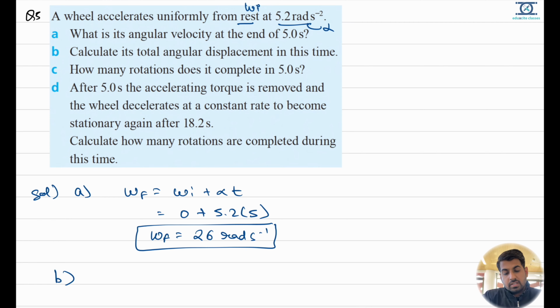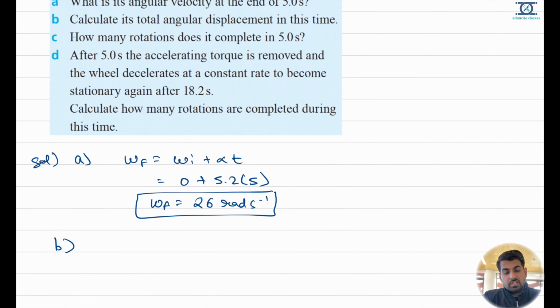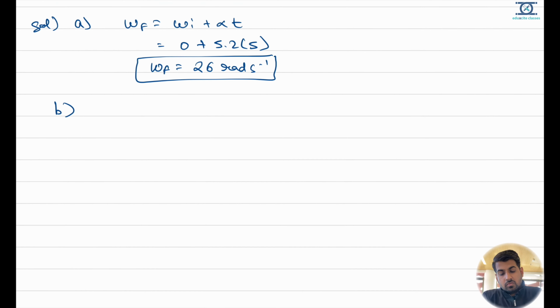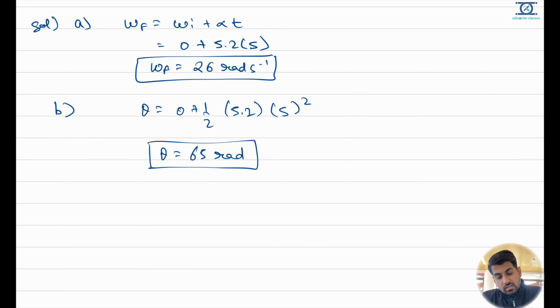Now the B part, calculate the total angular displacement in this time. So if I want to find angular displacement, I will use omega i t plus half alpha t square. Omega initial is 0, plus half alpha, 5.2 into 5 square. I have already done the calculation. This comes out to be 65 radians, guys. Quite easy. You just have to use the SUVAT equations in the same manner we did in my previous video.